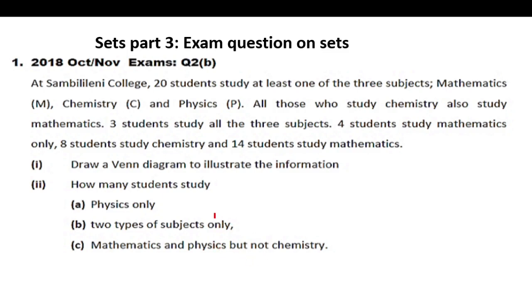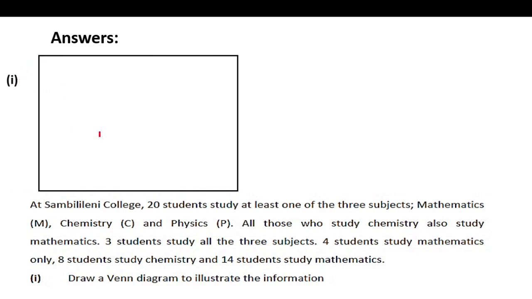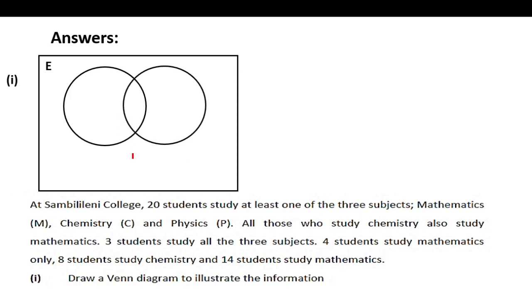Alright, so let's see how we can answer this question. For 1, they are saying draw a Venn diagram to illustrate the information. So the Venn diagram starts with the universal set represented by a rectangle like this. So we are going to draw a rectangle and put A here to represent the universal set. Then we need to show how many sets we have. We have mathematics represented by M, chemistry represented by C, and physics represented by P. So we'll have 3 sets here.